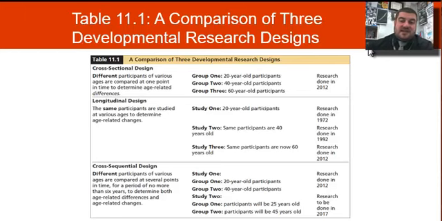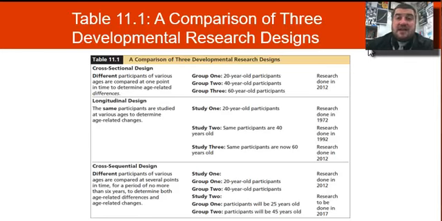Longitudinal design would follow the same participants, and these studies do take a long time. So study 1 would study the same people at 20 years old, study 2 would be 20 years later when they're 40 years old, and study 3 would be 20 years after that when they're 60 years old. And cross-sequential means we're doing different participants of various ages at several points in time. So study 1 would be a group of 20-year-olds and a group of 40-year-olds. And then study 2 would be that same group of 20-year-olds who are now 25, 5 years later. And group 2 would be the same group of 40-year-olds, 5 years later, now 45 years old.